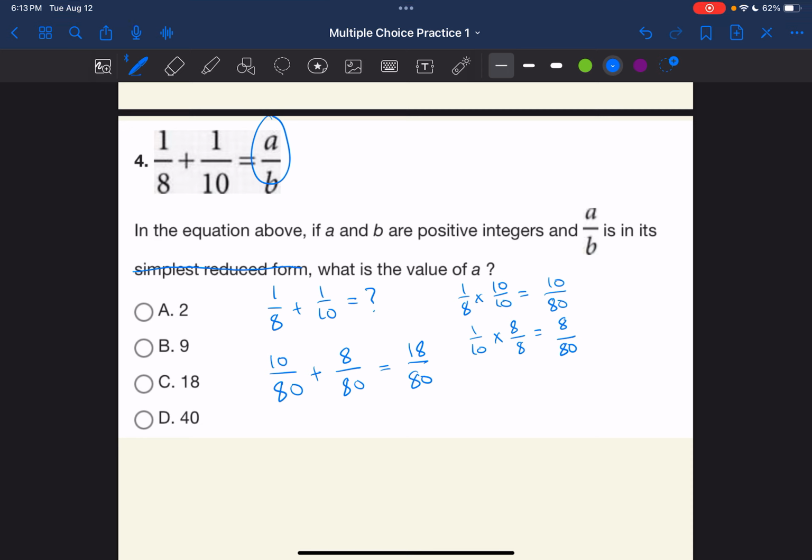Now, we do have to go back and realize that it asks for simplest reduced form, which begs the question, 18 over 80, can it be reduced?